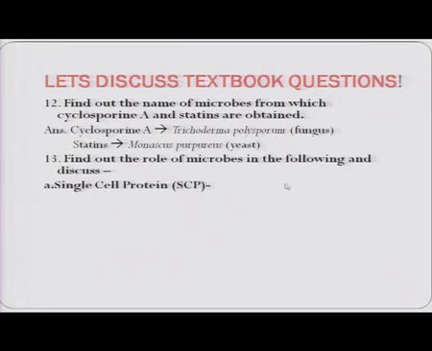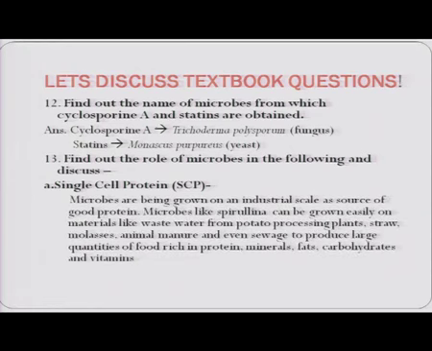Find out the role of microbes in the following and discuss single cell protein. So, single cell protein actually refers to the unicellular organisms which can be cultured on a large scale for the production of proteinaceous food. An example of this microbe is spirulina. It can be grown easily on materials like wastewater from potato processing plants, straw, molasses, animal manure and even sewage to produce large quantities of food which is rich in proteins, minerals, fats, carbohydrates and vitamins.